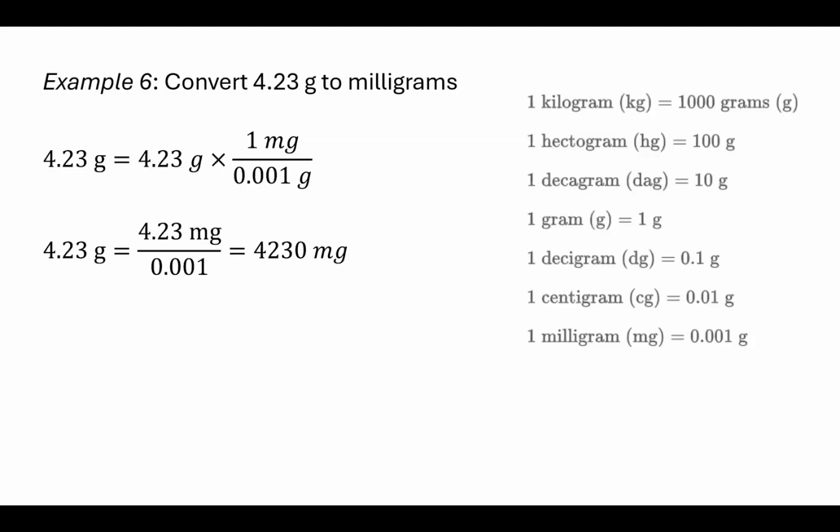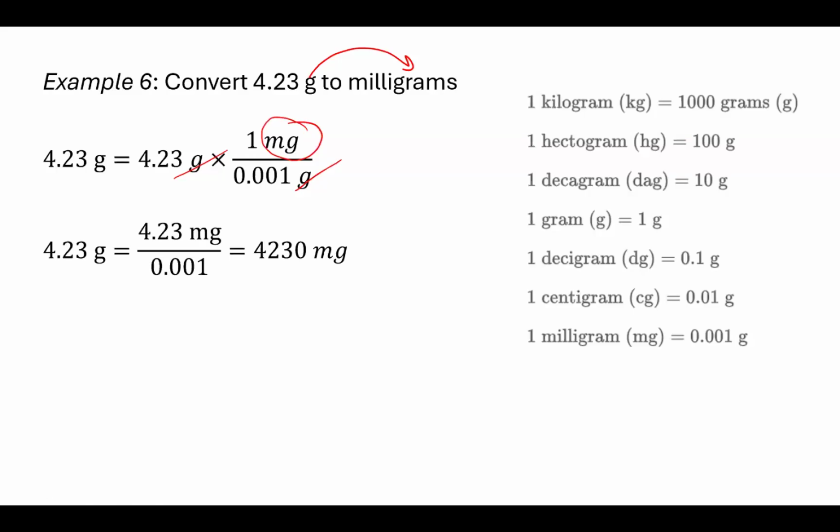Let's look at the conversion. I want to find the line that has those two units, grams and milligrams. In this case, it's the last one: 1 milligram is equal to 0.001 of a gram. So I put my old units on the bottom of the fraction so it cancels, and then I put the new units on the top.